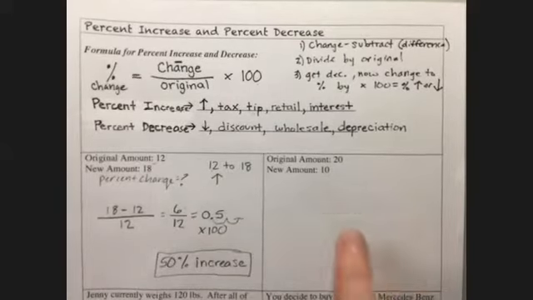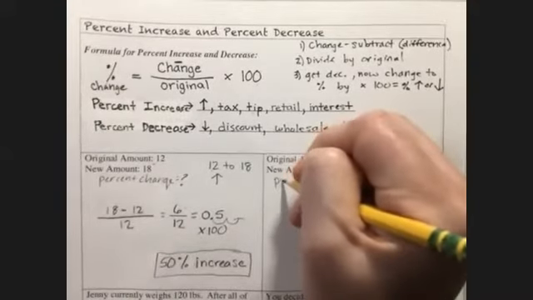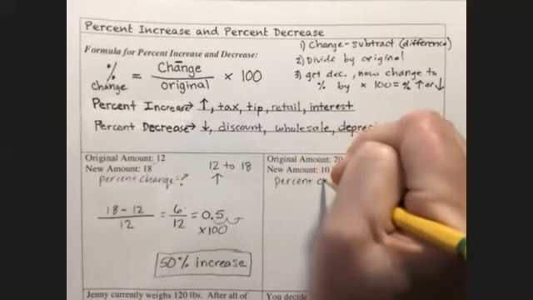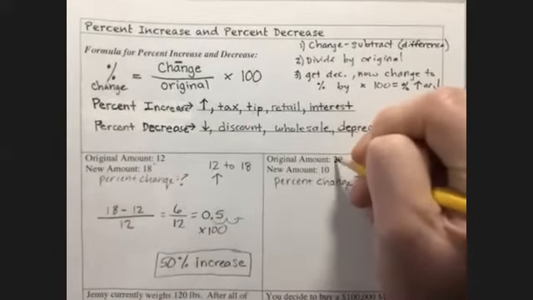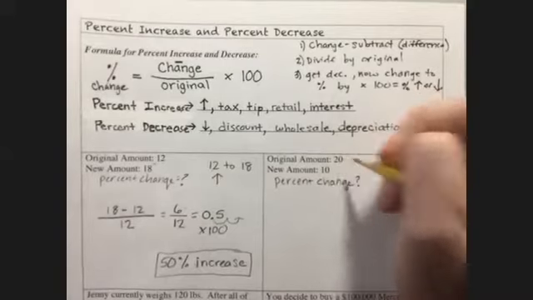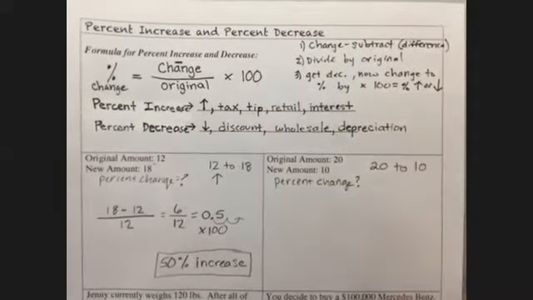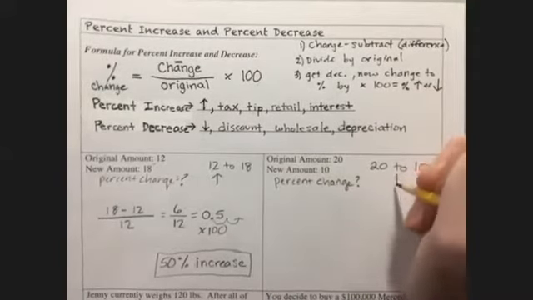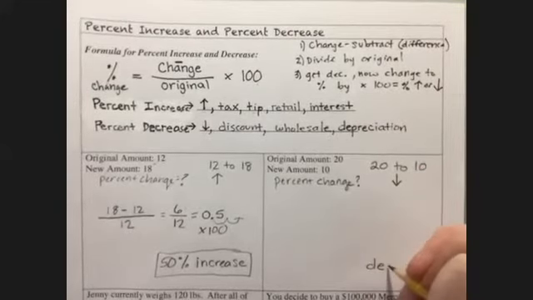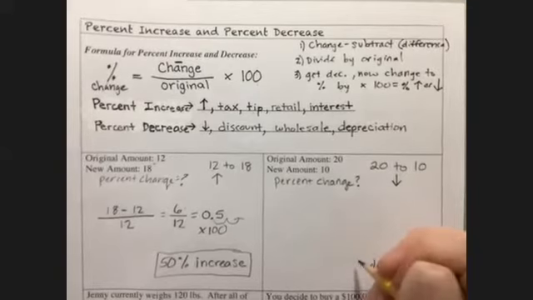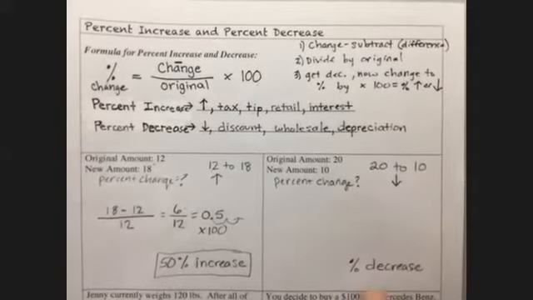The next example says the original amount is 20 and the new amount is 10. And you have to find out what is the percent change. Okay, well, you're saying the original amount was 20, so you went from 20 to 10. That to me looks like it went down in value. So I know in my answer that it is going to be some sort of decrease. And I already know it's going to be a percent decrease. So I'm going to make sure to remember to put the percent sign. And now I just need to figure out how much was that decrease.